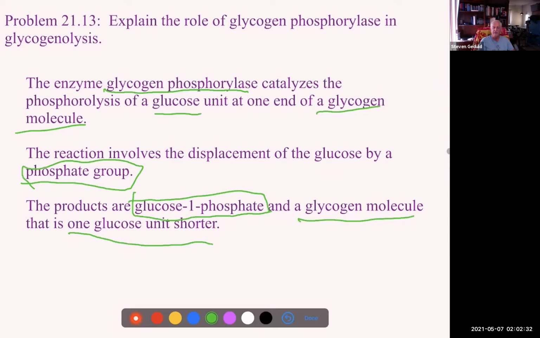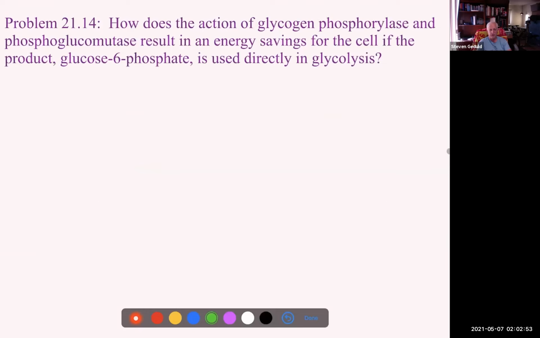So it takes it off from the branched end, using glycogen phosphorylase. Okay. It takes the glycogen molecule, snaps off that 1 glucose, puts a phosphate group on it to break the bond. Okay. And it produces glucose 1-phosphate. And then it's converted to glucose 6-phosphate. Okay. So how does the action of glycogen phosphorylase and phosphoglucomutase result in an energy saving for the cell, if the product glucose 6-phosphate is used directly in glycolysis?